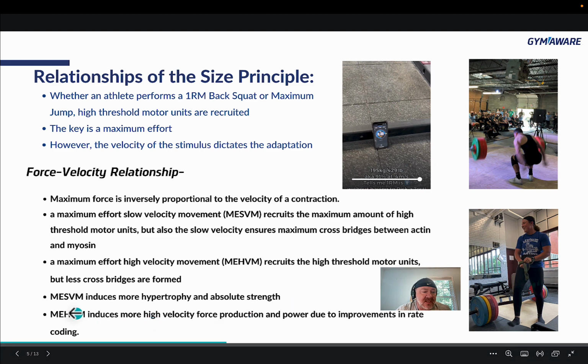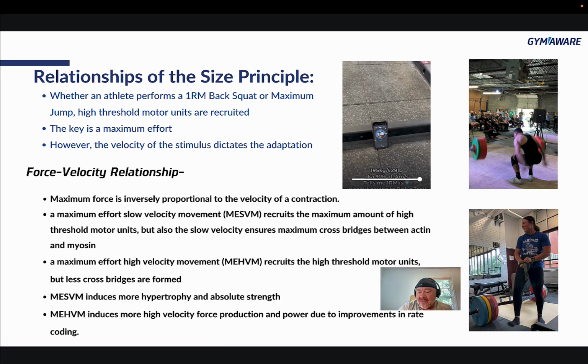So the max effort, slow velocity movement induces more hypertrophy and absolute strength. The maximum effort, high velocity movement induces more high velocity force production and power, due to improvements probably in rate coding and a few other potential adaptations.